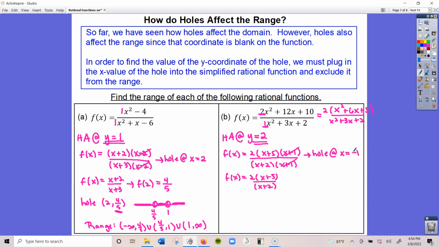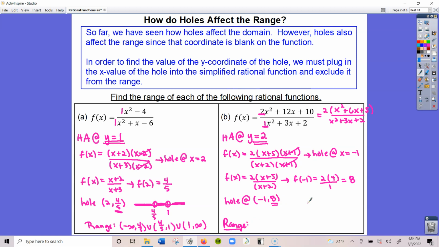To figure out the y value, I need to plug in that negative 1. So f of negative 1 is going to equal 2 times negative 1 plus 5, which is 4, over negative 1 plus 2, which is 1. And this is going to equal 8. So the hole is at the coordinate negative 1, 8. This is my second excluded value for the range.